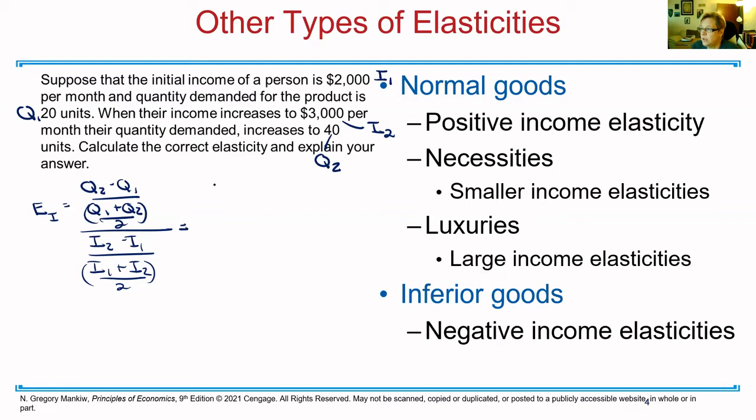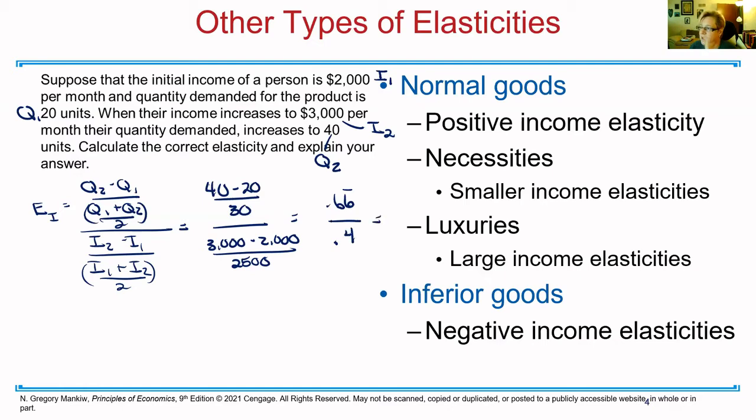Okay, Q2 is 40 minus Q1 is 20. I'm just going to go halfway in between if that's all right with you, which is 30, over I2, 3,000 minus I1, which is 2,000, over 2,500. So I end up with 20 over 30, or 2/3, or 0.66 repeating, over 1,000 divided by 2,500, about 0.4.